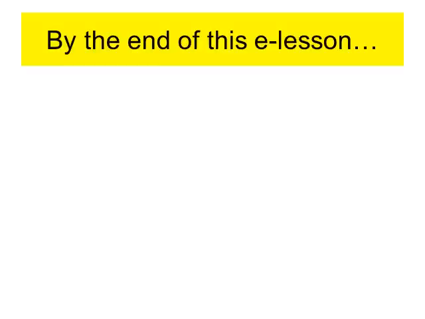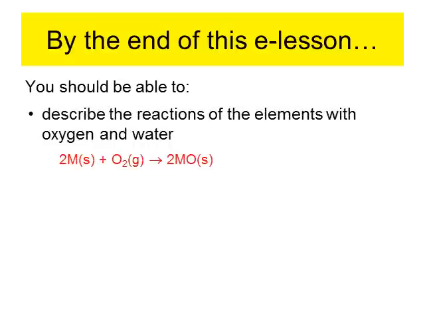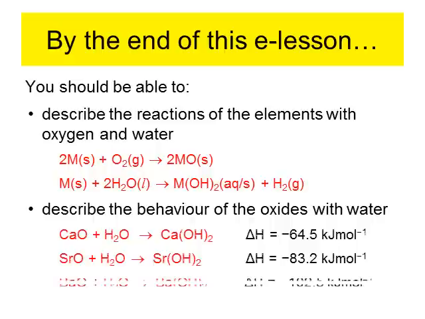At the end of this e-lesson, you should be able to describe the reactions of group 2 elements with oxygen and water according to two simple equations as shown here and here. Following that, you should be able to describe the behavior of the group 2 oxides with water, once again shown in these equations. The only thing that is really of note is that there are different enthalpy for the reactions, but they are based on the same reaction to form the metal hydroxide. But more on that later.